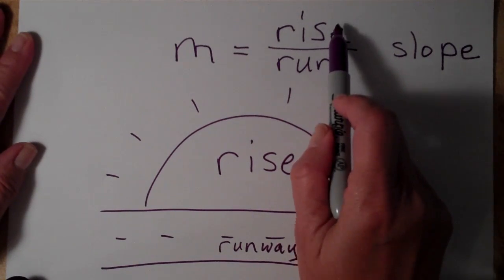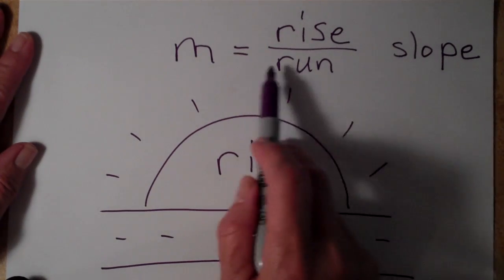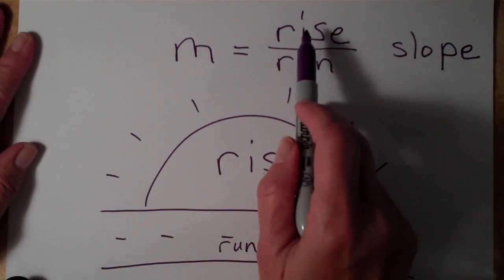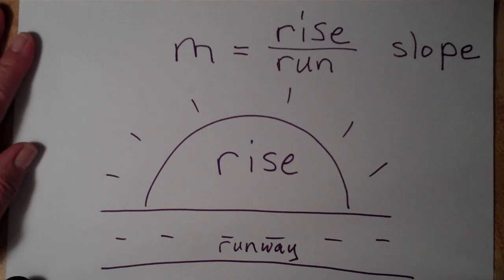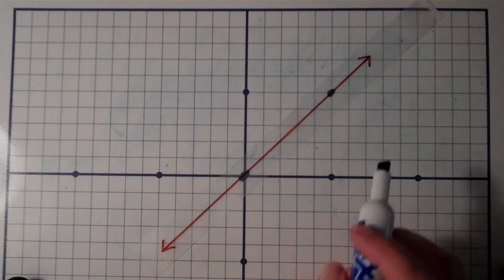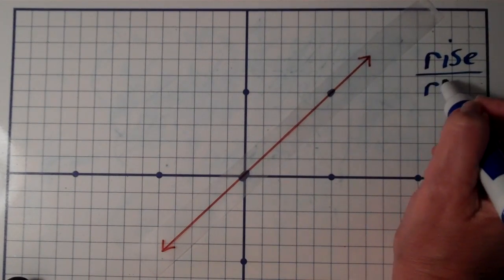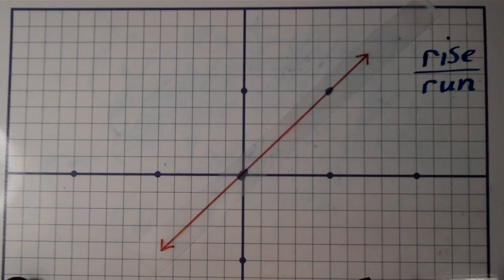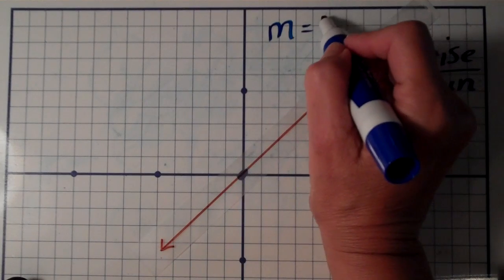So rise is going up or down, and then run is going left or right. Slope is rise over run. Sunrise over a runway. Thank you, Heather. When we talk about the slope of a line, remember slope is the rise over the run, like the sun rises over a runway. And slope is indicated by M. That's slope.